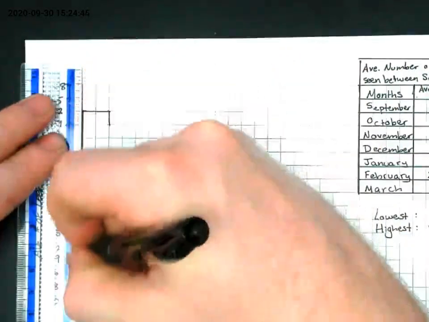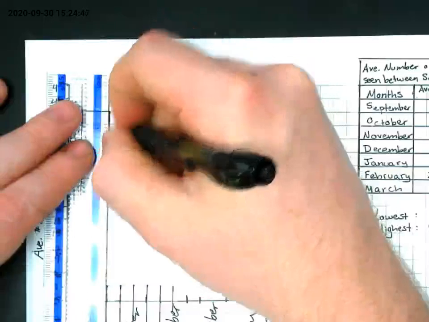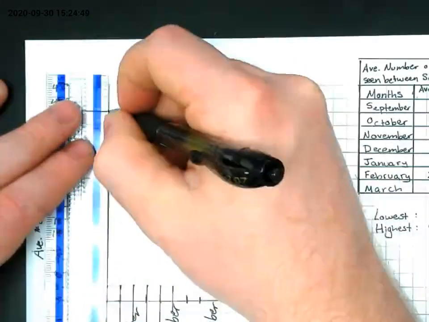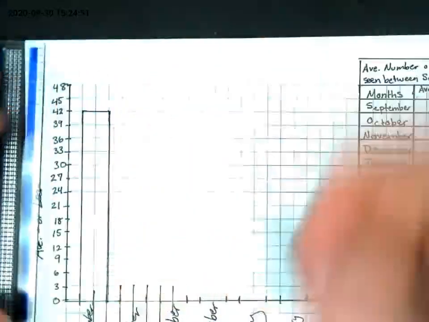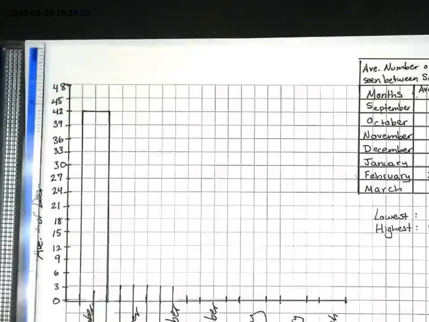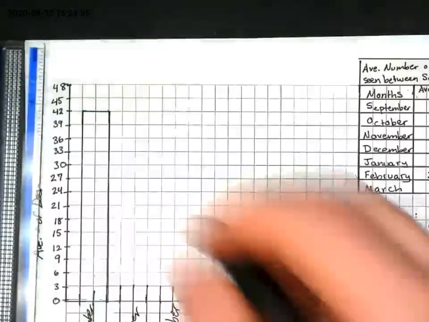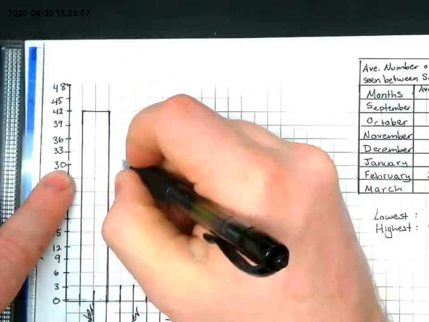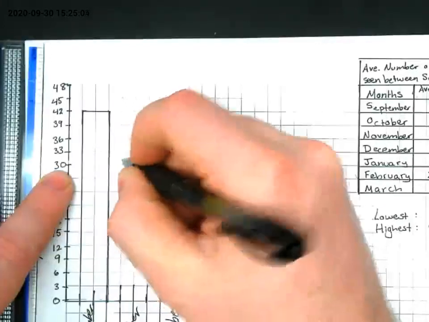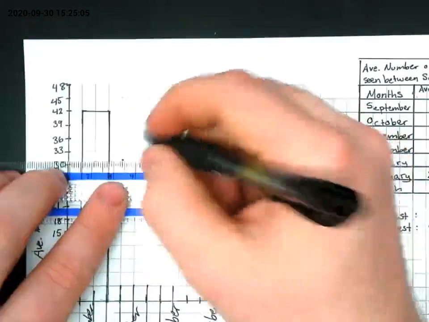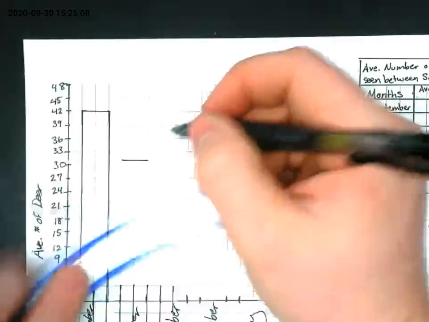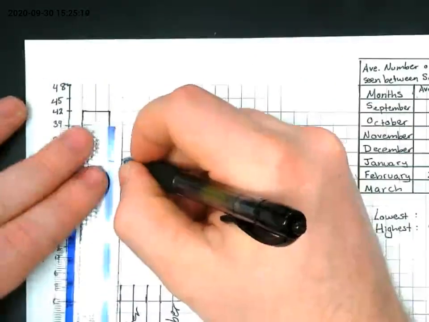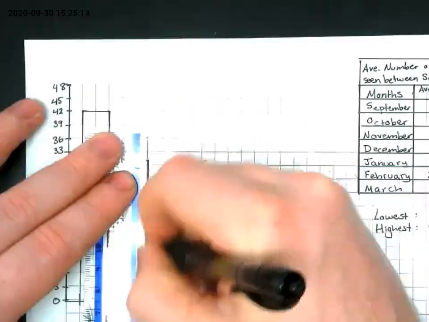Once we've got our ruler, we're just going to ease our pens or pencils down, outlining that bar there, making it look nice and sharp. And we're going to move on to October. October had 31. So I'm going to follow the line up to where I'm going to eyeball where 31 should be, which is about right there. And then I'm going to trace my lines.